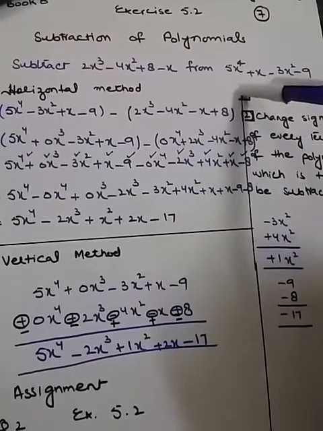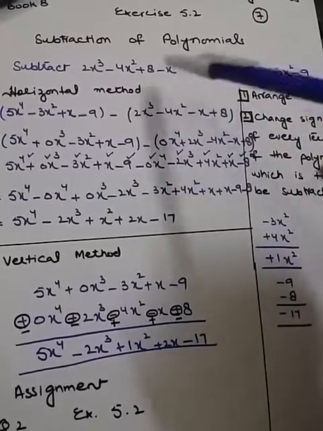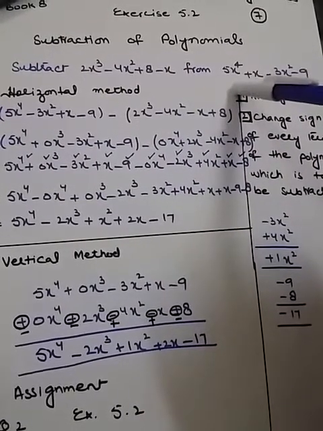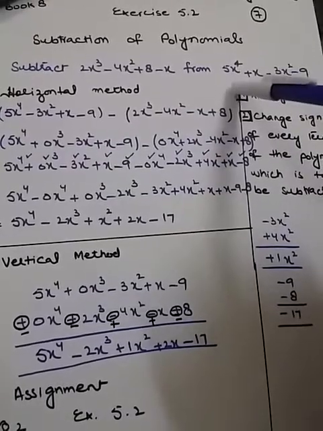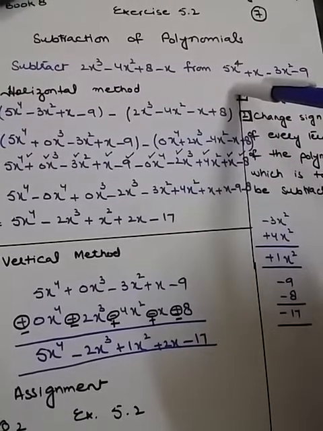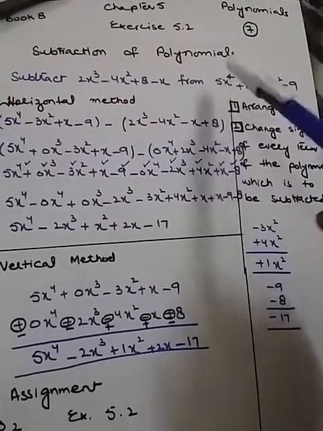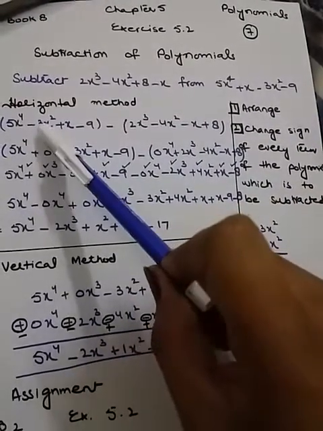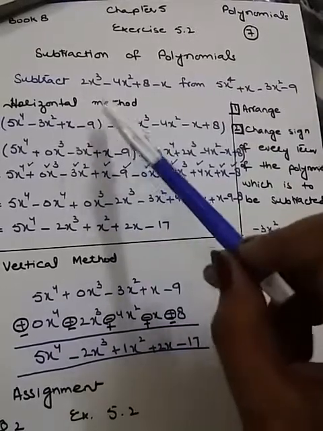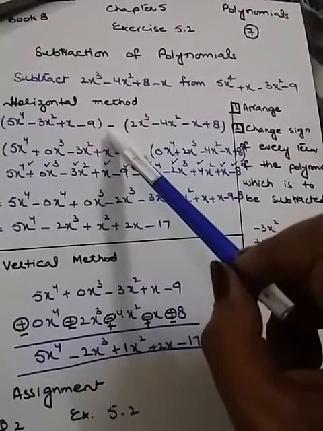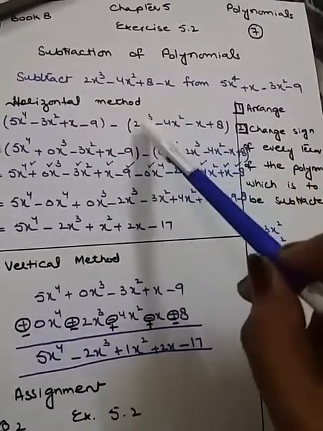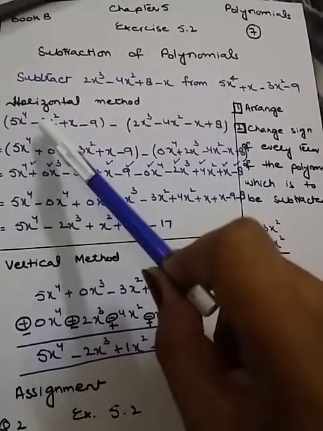Now after deciding which expression you will write first, you have to arrange them in descending order. Okay? You have to arrange in descending order. So this expression I have already arranged in descending order, then minus as I am going to subtract, and then the second expression in descending order.